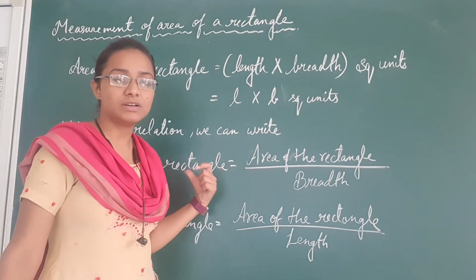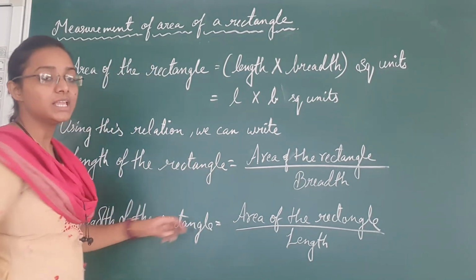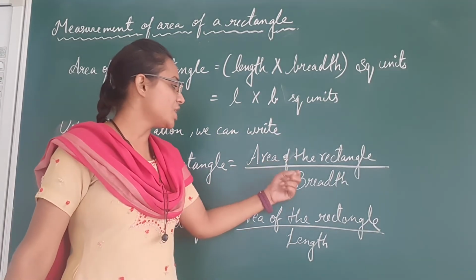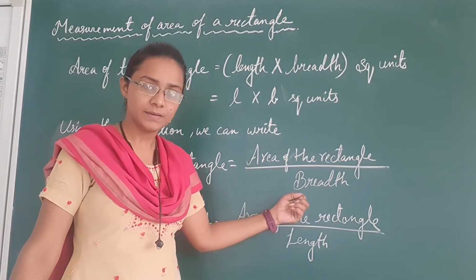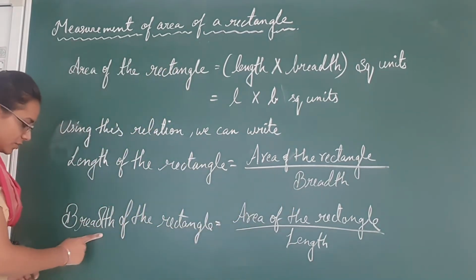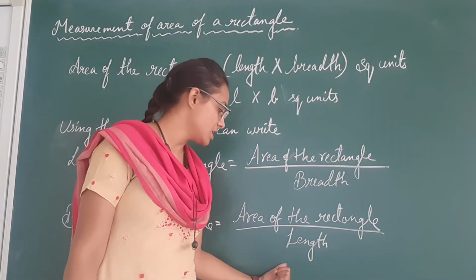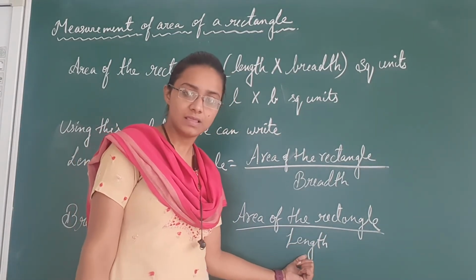We can find out the length by using this relation, that is, the length of the rectangle is equal to the area of the rectangle divided by breadth. Then if you have to find out the breadth of the rectangle, that is equal to the area of the rectangle divided by length.